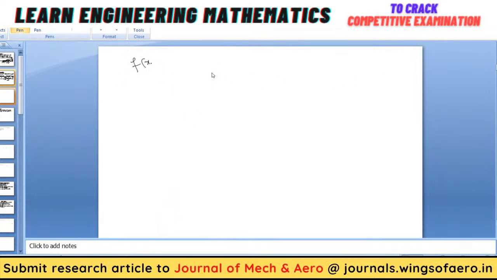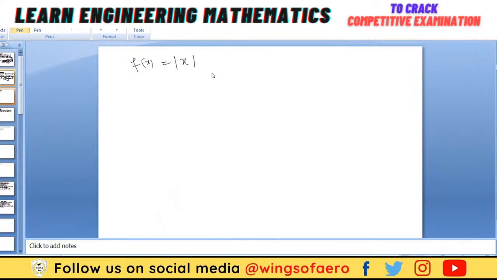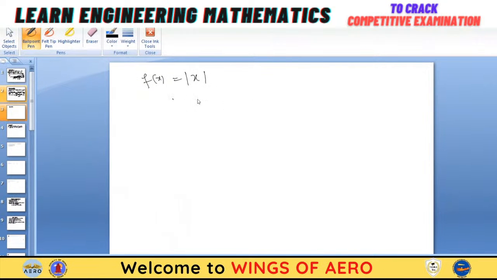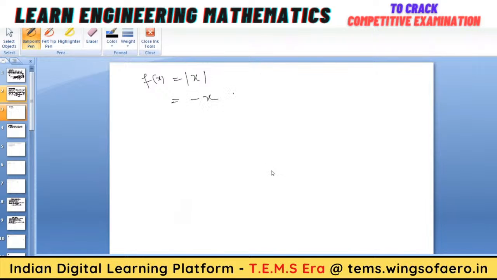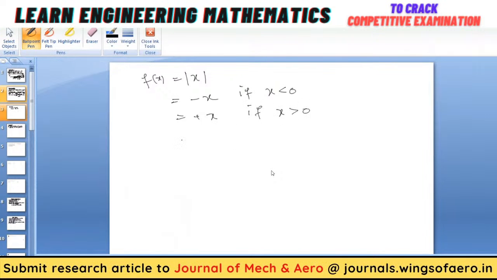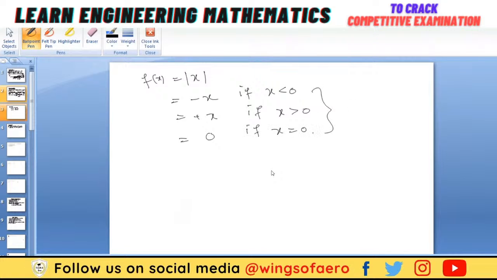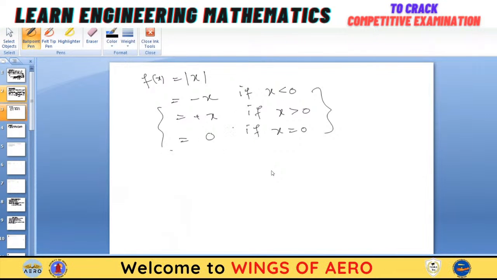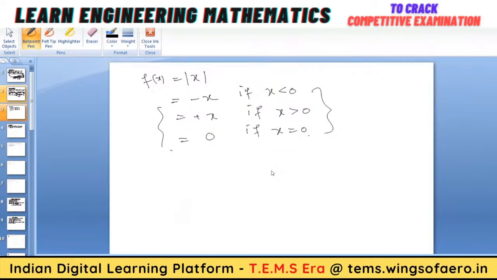Suppose f(x) equals mod x. Okay, f(x) is equal to mod x. And you know the definition of the mod function, which I already discussed in the last class: it is minus x if x is less than 0, plus x if x is greater than 0, and equal to 0 if x is equal to 0. So this is the definition of mod x.